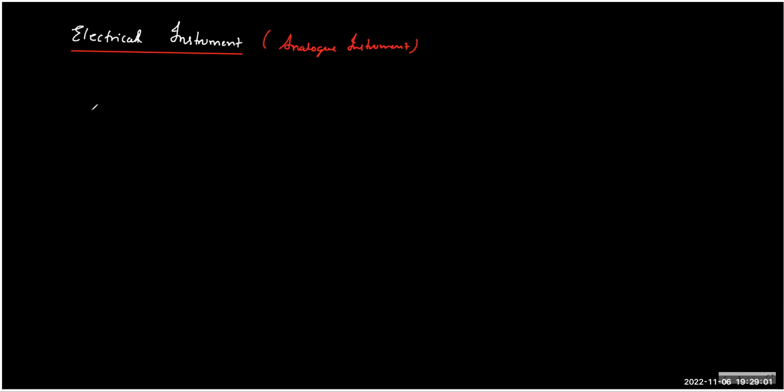The device which is, you can say, the soul of every analog electrical instrument is called the galvanometer. So first of all, we are going to learn a bit about the moving coil galvanometer. We call it MCG. Moving coil galvanometer is the soul of every analog device.